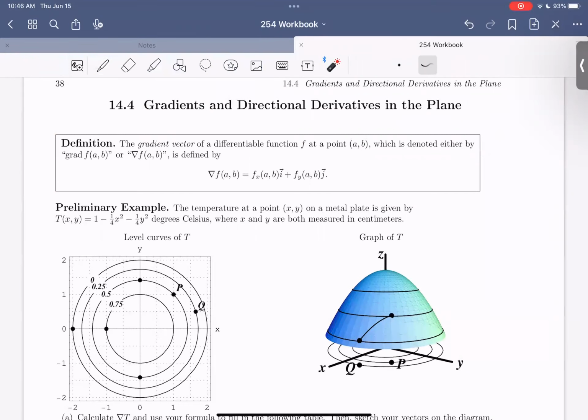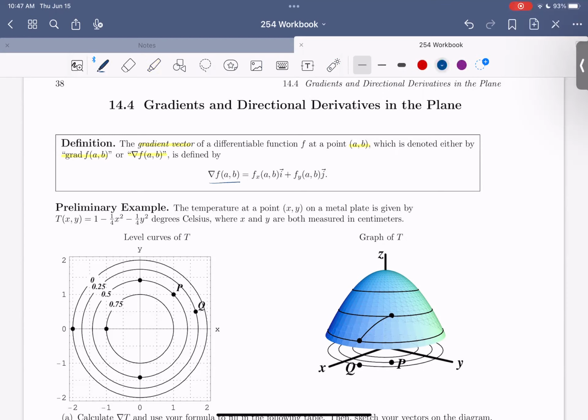The definition might look a little strange at first, but the more examples you see, the more comfortable and meaningful this definition will be. All right, so first of all, gradients. The gradient vector of a differentiable function f at a point (a, b), and again, we're assuming f is a function of two variables, is denoted either grad f of (a, b) or with this upside down triangle, ∇f of (a, b). And it's defined the following way.